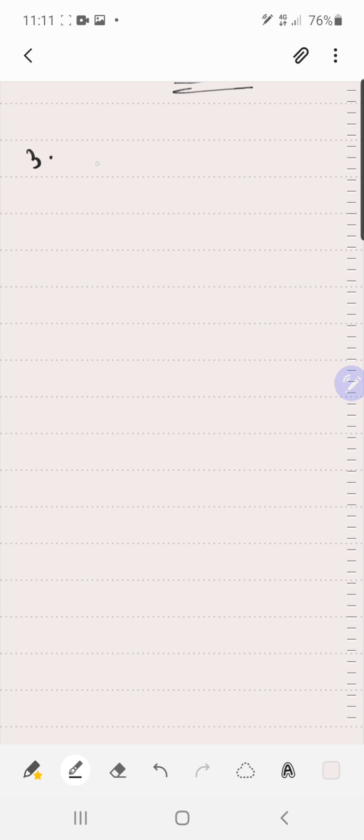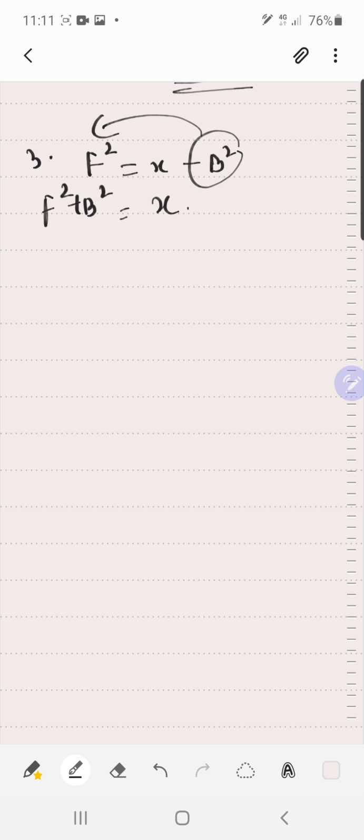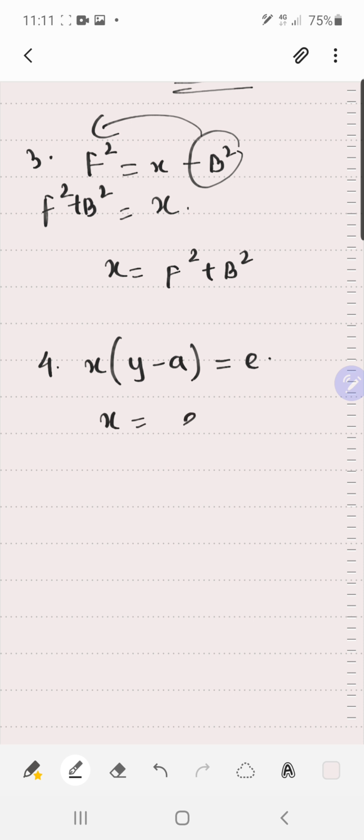Number 3, we have f square is equal to x minus b square. Keep your x here. This b square with x has to be eliminated. So what you can do is take this minus b square here as plus b square. So value of x is f square plus b square. Problem number 4, which is xy minus a is equal to e. So x is equal to e upon y minus a.